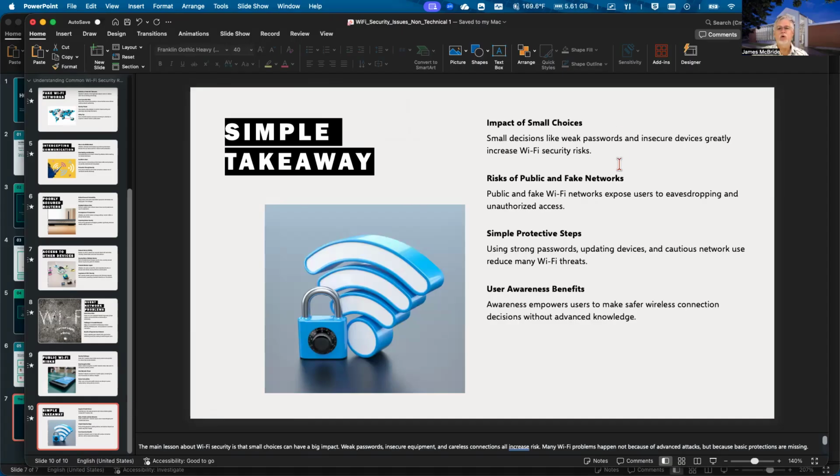All right, impact of small choices. Again, can't say it enough. Make those passwords strong. If you're going to get on public networks, be aware that it may be fake. Be aware that somebody may be monitoring you. Be aware of what your phone tells you. When you're connecting, if it's really, really poor security, your phone will tell you that it's poor security. And that is an indication: maybe I should think about waiting to do what I'm trying to do here. Be aware of how this all functions so that you can protect yourself.